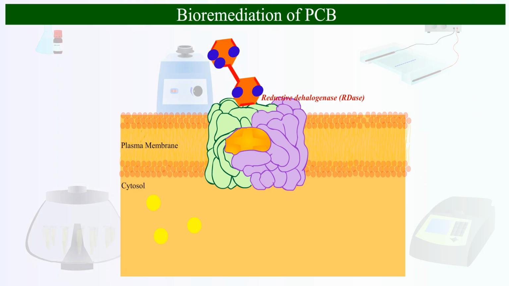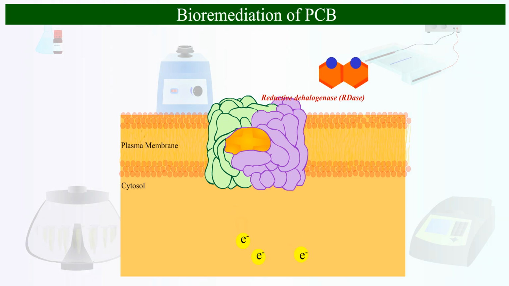The electrons flow through the membrane electron carriers into the corrinoid cofactor. The reduced cofactor transfers electrons to the PCB. This weakens the carbon-chlorine bond and causes heterolytic cleavage. The PCB now has one chlorine less, making it slightly less hydrophobic and more bioavailable.